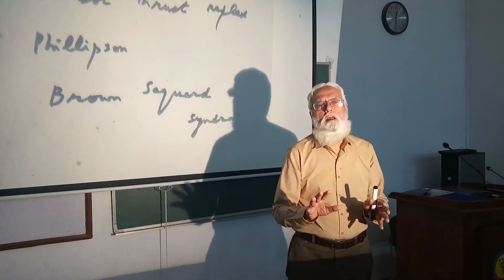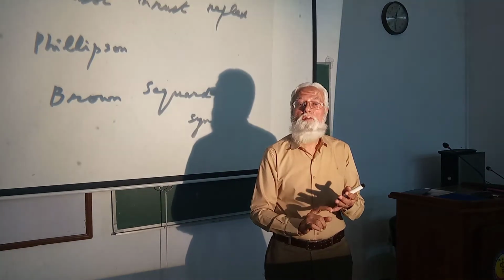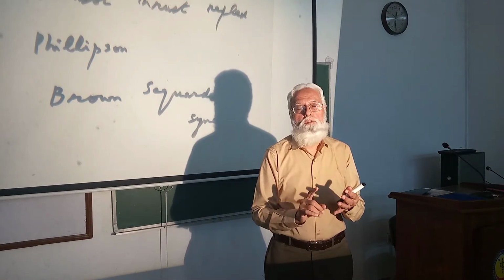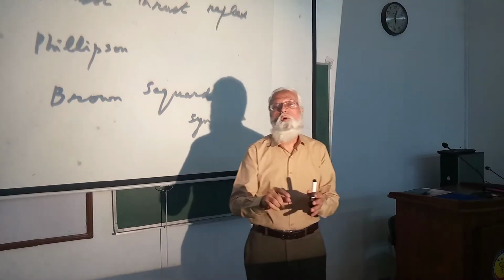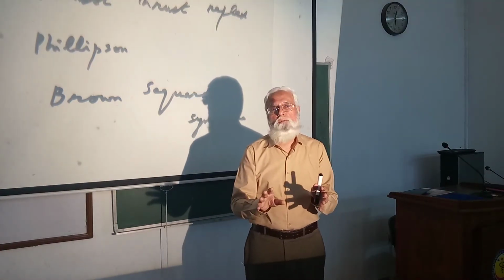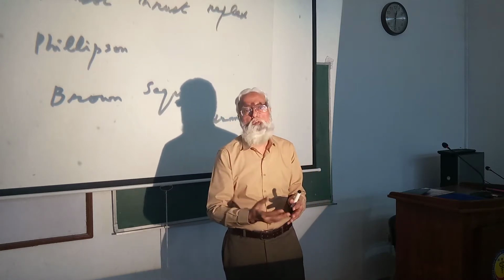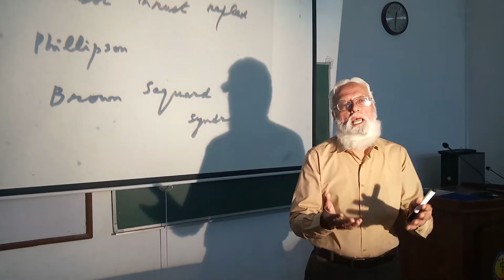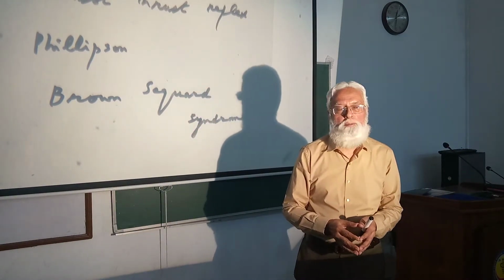So at the level of hemisection, the motor loss is a lower motor neuron type of paralysis, due to damage to the alpha motor neurons or ventral root of the spinal cord. So there will be flaccid paralysis and all the features of the lower motor neuron type of paralysis.